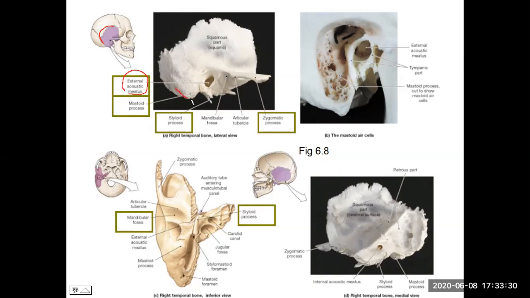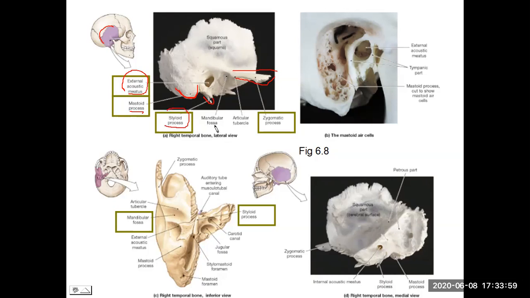We have this protrusion poking out here, and we'll see this word many times, a process, something that protrudes and sticks out. In this case, posterior to the external acoustic meatus, the mastoid process. Pointing anteriorly, there's a zygomatic process. Inferiorly, a styloid process.